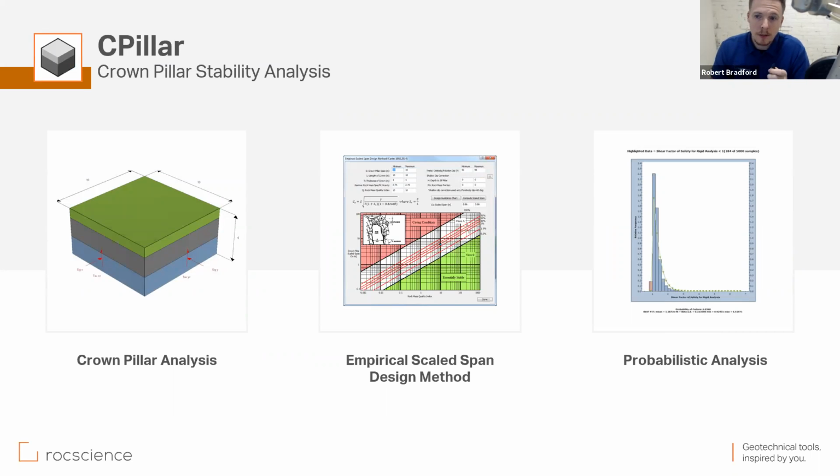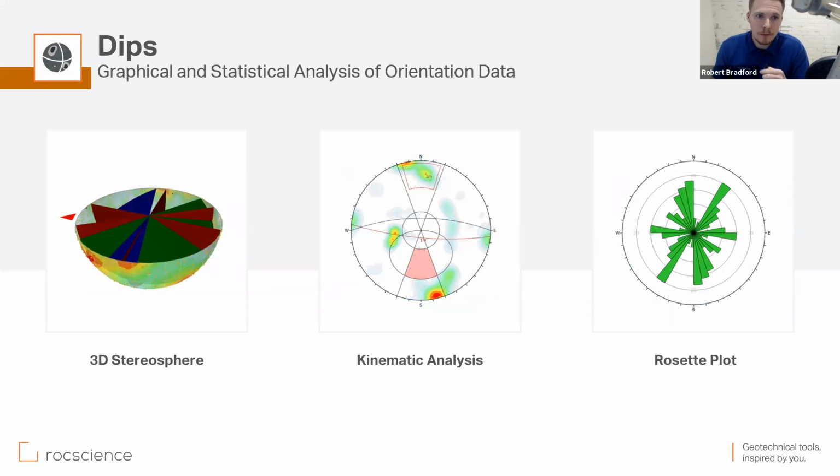C-Pillar. C-Pillar is used for evaluating the stability of surface or underground crown pillars. And last but not least, we have DIPS. And DIPS is used for the analysis of orientation-based geological data.